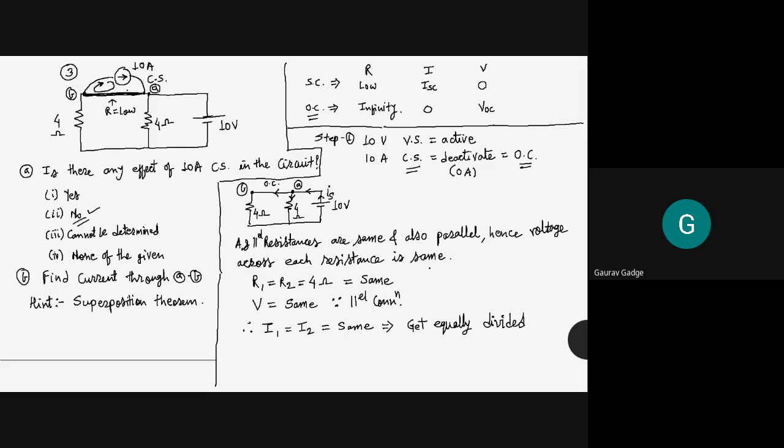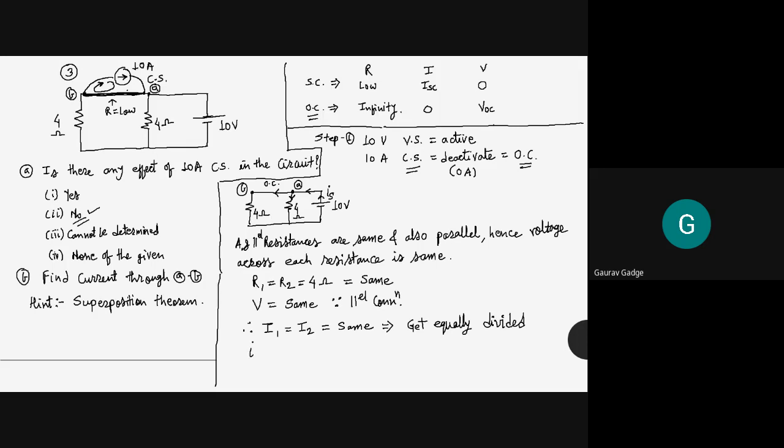और दूसरा तरीका हम लोग कह सकते हैं कि we can apply the current division rule, or we can even use Kirchhoff's current law. But the simple way to write this is this one. यानी R1 R2 4 ohms same है, voltage is same since parallel connection, and therefore current I1 and I2, current through one 4 ohm branch and through the other 4 ohm branch, is the same, and therefore we can say that it gets equally divided. Okay, now let us find the value of source current.